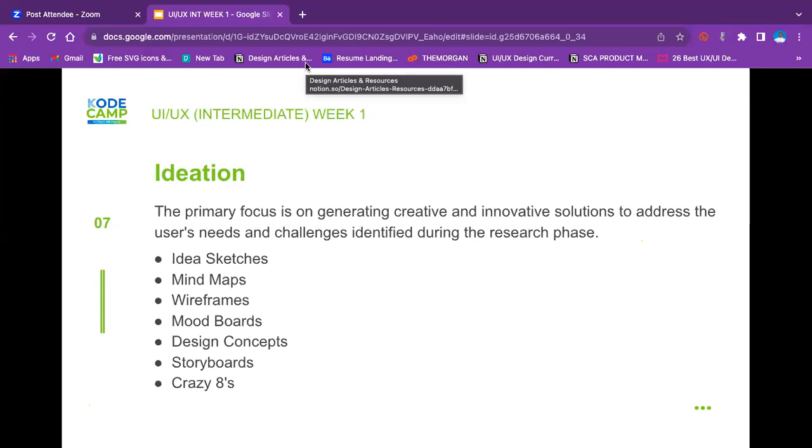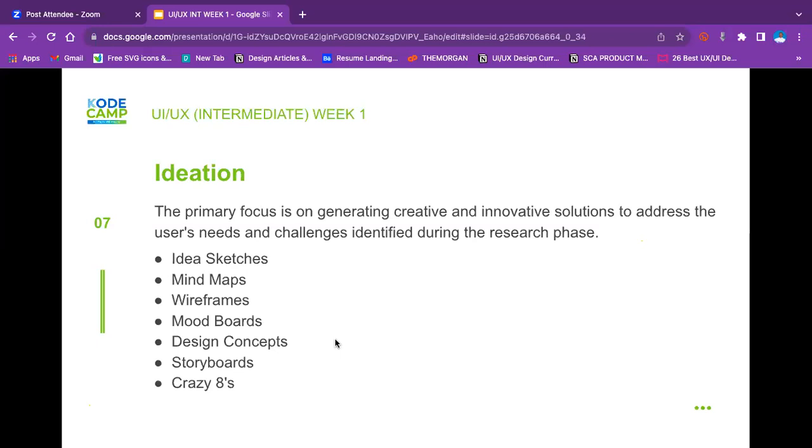We have the wireframes that we are used to, where you get to do your low fidelity, your mid fidelity, or your high fidelity wireframes that you get to sketch. If you're using the low fidelity, you get to use your paper and all of that to sketch anything you want to sketch. And at the end of the day, you come up with a particular concept.